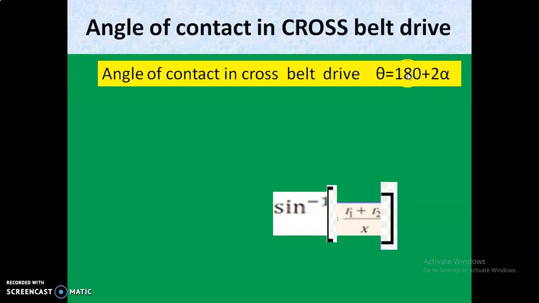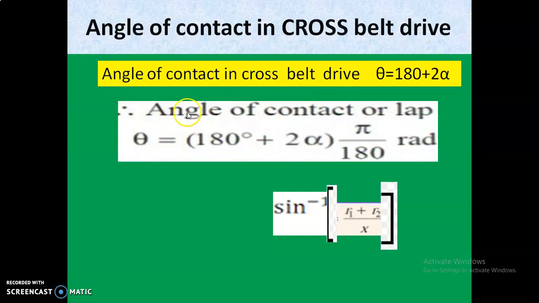Now it is in degrees. If you want to get this value in radians, we have to multiply this with pi by 180. Therefore angle of contact in cross belt drive, or angle of lap, theta is equal to 180 plus 2 alpha into pi by 180. If you multiply this equation by pi by 180, we'll get it in radians.